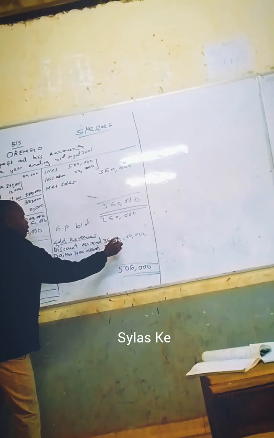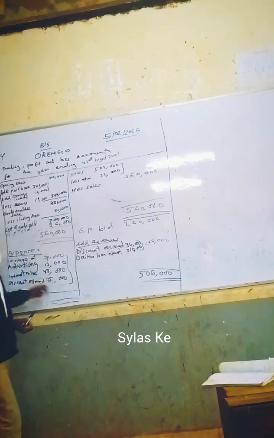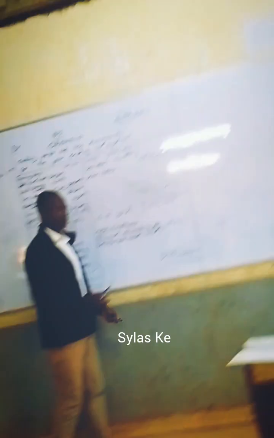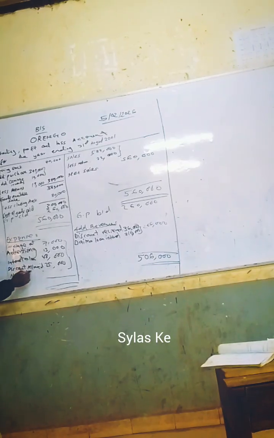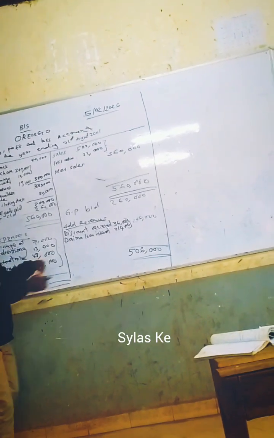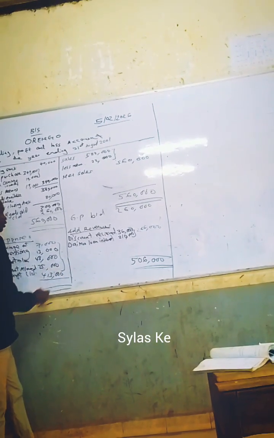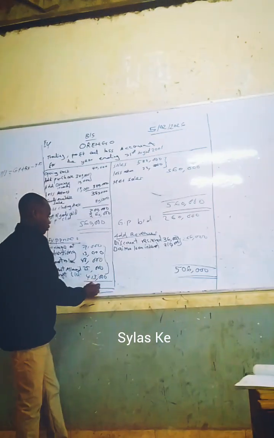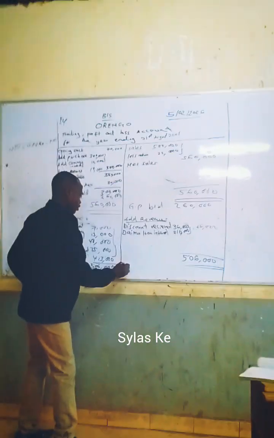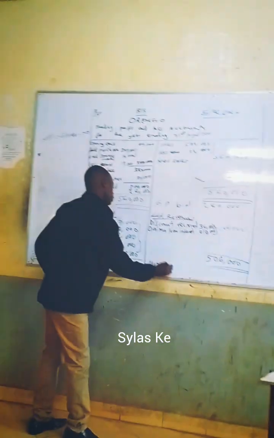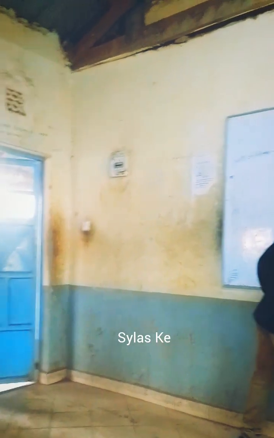Total expenses is how much? 93,000. Yes. So 506,000 minus 93,000 is the net profit. The difference is 413,000. 413,000. Then net profit, go down.